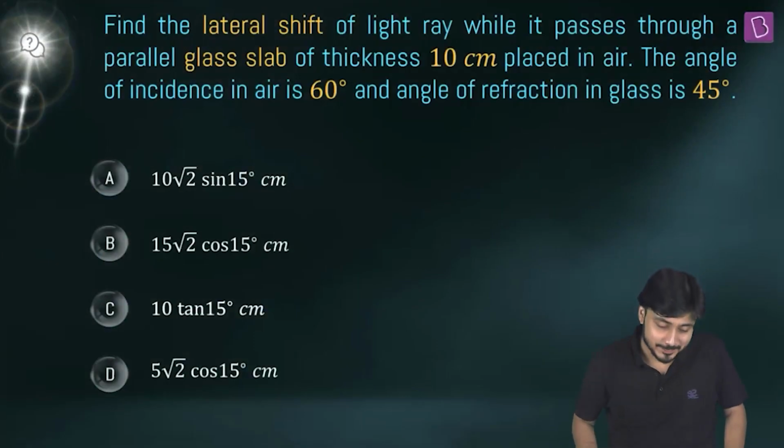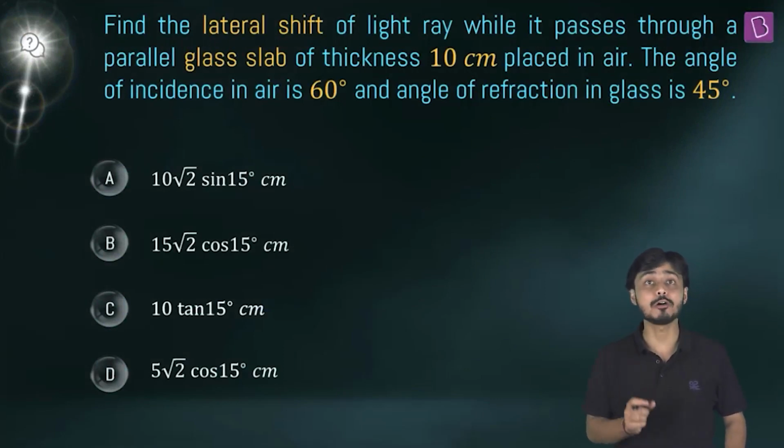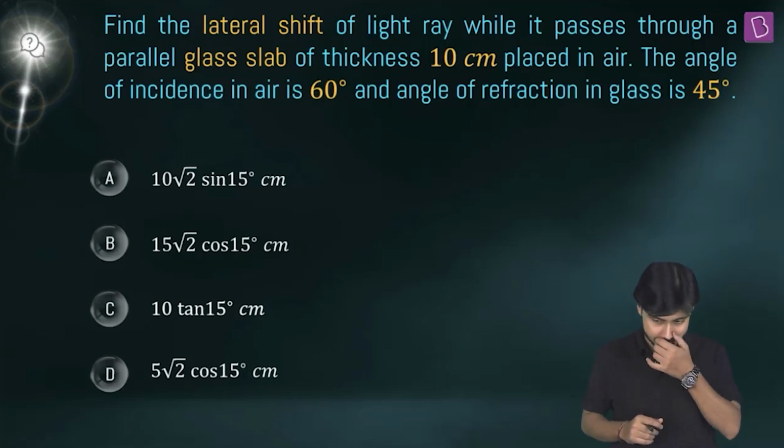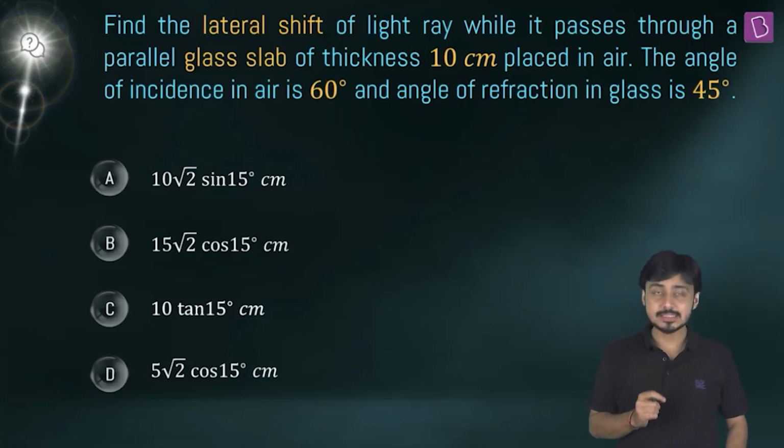Here the statement is, find the lateral shift of a light ray while it passes through a parallel glass slab of thickness 10 centimeter, placed in air. The glass slab is being placed in air as the surrounding medium, right? The angle of incidence is given to be 60 degrees and the angle of refraction within the glass is given to be 45 degrees, correct?